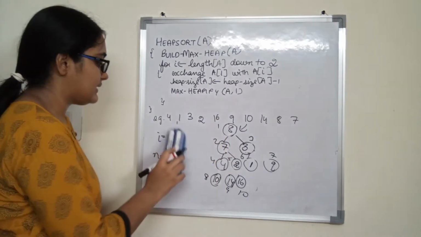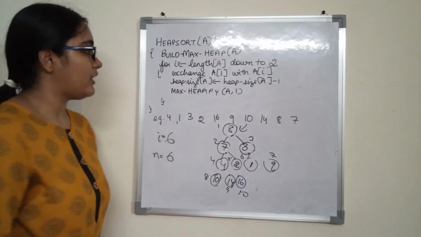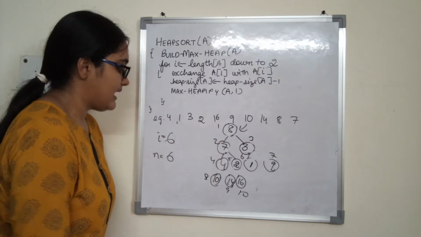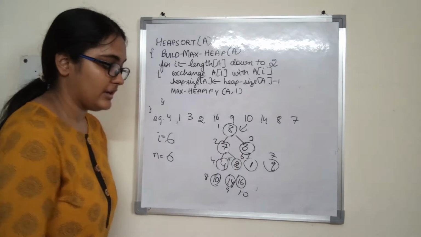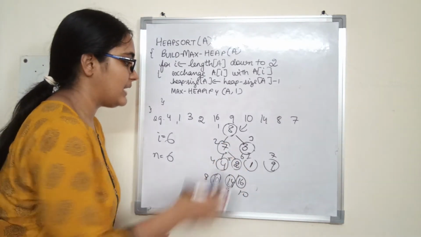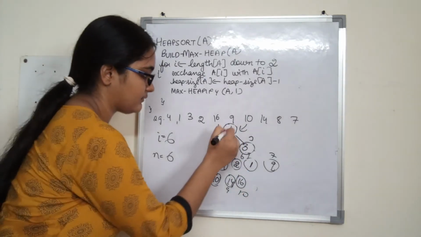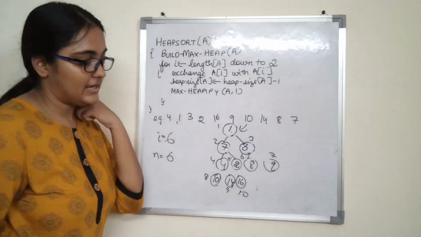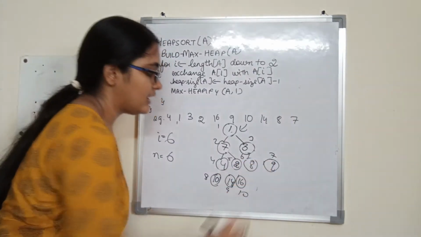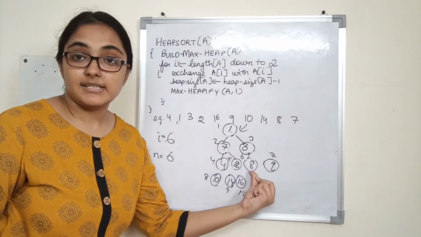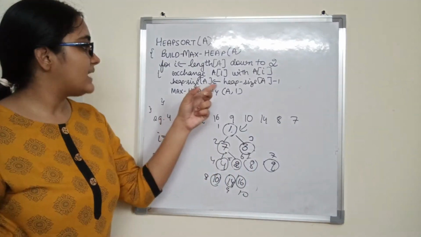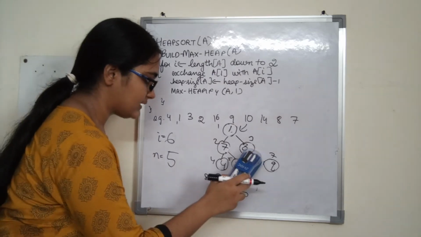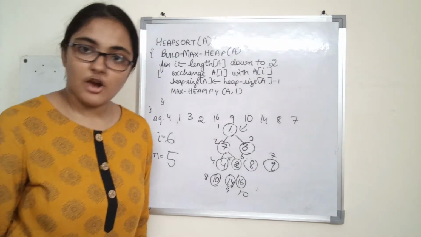Now i is equal to 6. Exchange A of 1 with A of i. A of 1 is 8, A of i is A of 6. What is A of 6? A of 6 is 1, so 8 and 1 have to be exchanged. Now the fifth largest element is present at its correct position. And now heap size is equal to heap size minus 1. Now the heap size becomes 5.